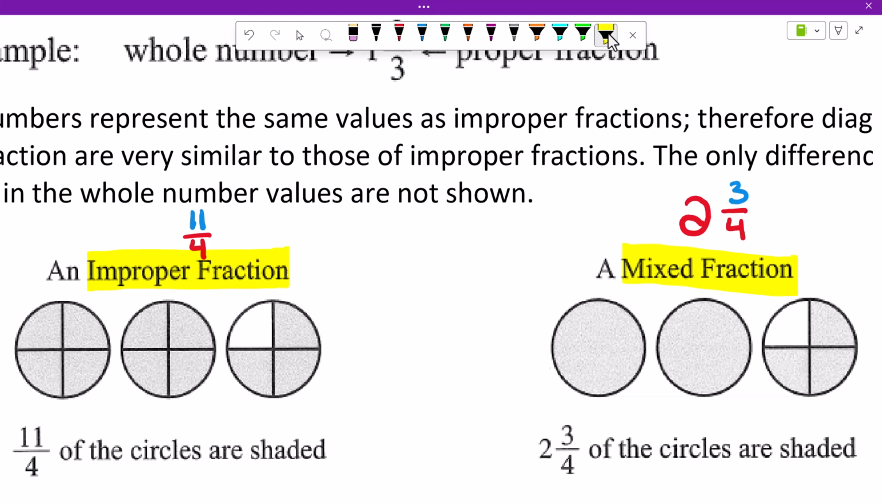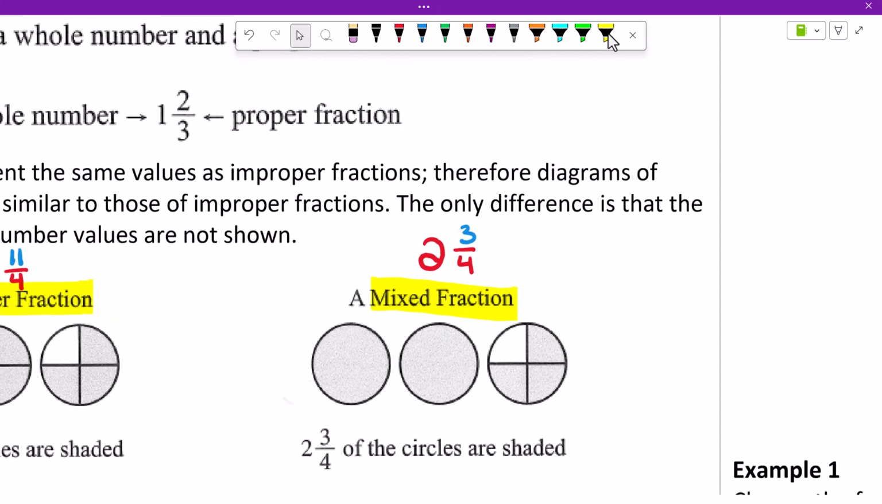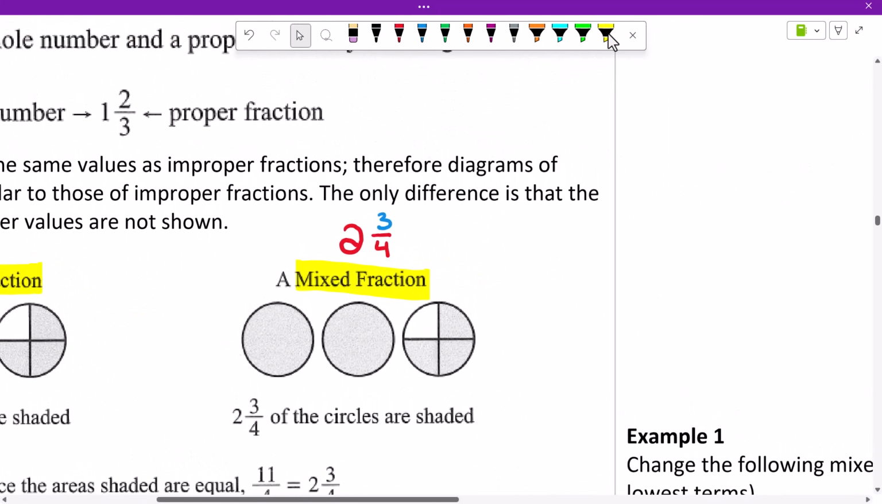We need to be able to jump back and forth between these 2 styles of numbers. How do you convert from a mixed number to an improper fraction, or back and forth, without the diagrams? It's really easy to do with the diagrams, but we need to know the math routine to jump back and forth without the diagrams. To go from a mixed number to improper, it's not too hard. So I'm going to start off with this one, just a little blank space over here. So those 2 are the exact same value.